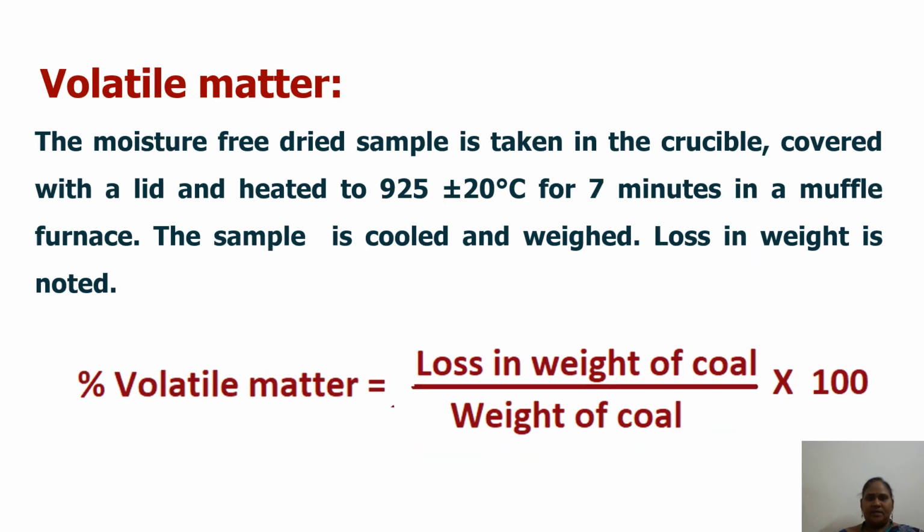Volatile matter present in the coal. The moisture-free dried sample is taken in the crucible, covered with a lid and heated to 925 plus or minus 20 degrees Celsius for 7 minutes in a muffle furnace. The sample is taken out, cooled and weighed. The loss in weight is noted and the percentage of volatile matter is given as loss in weight of coal divided by weight of coal into 100.